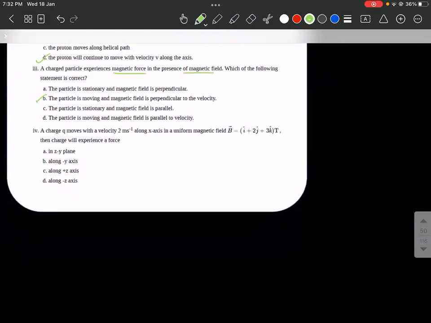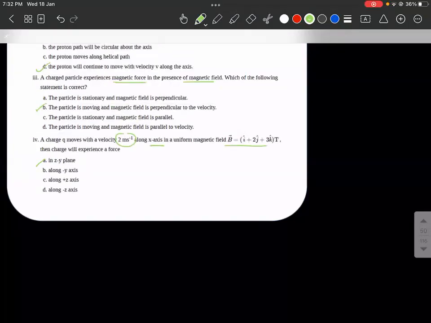Fourth one: a charge Q moves with a velocity of 2 meters per second along the x-axis with a uniform magnetic field of this much value, then the charge will experience a force. In the ZY plane. Because I cross I will get cancelled, so it will exist only in the ZY plane. I hope everyone understood how I cross I cancels, because here it is I cap.